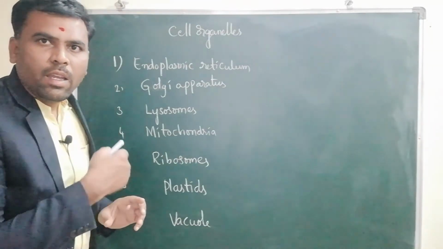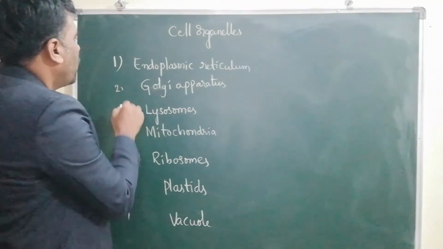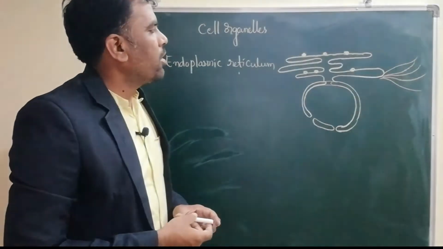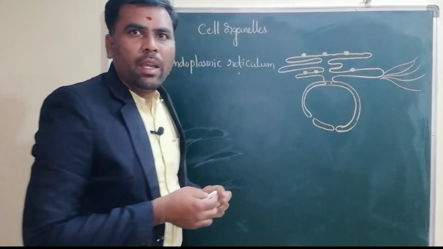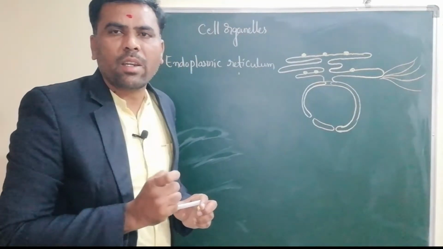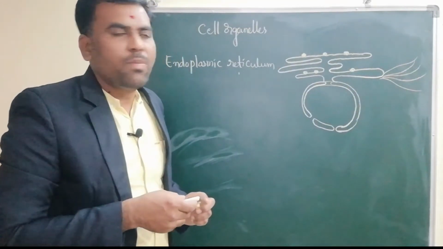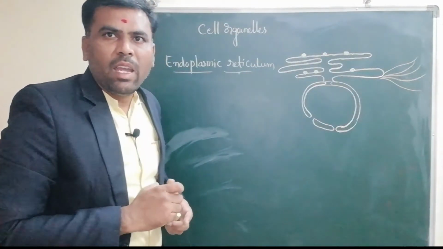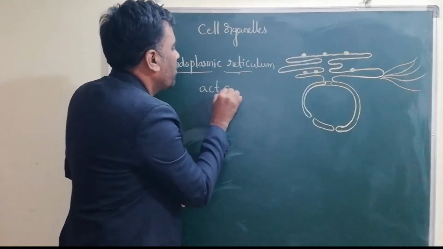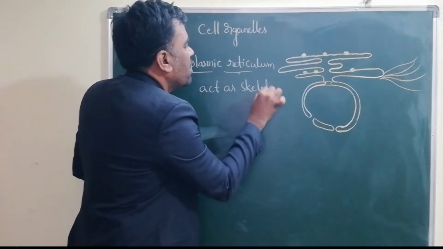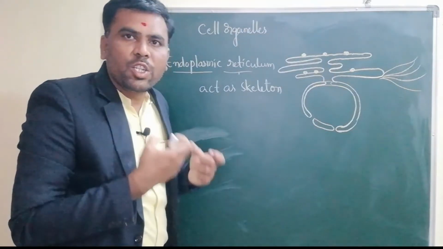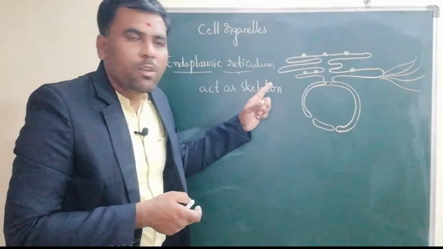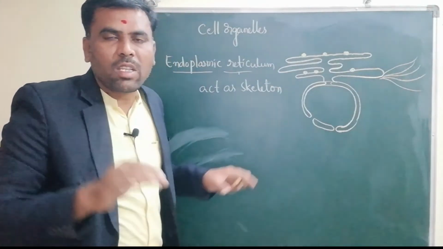Now let us discuss them in detail one by one. First one, endoplasmic reticulum. The endoplasmic reticulum is a membranous tube-like structure which is spread throughout the cytoplasm. It acts as a skeleton and maintains the shape of the cell. The shape of the cell depends on the endoplasmic reticulum which is present inside the cell.